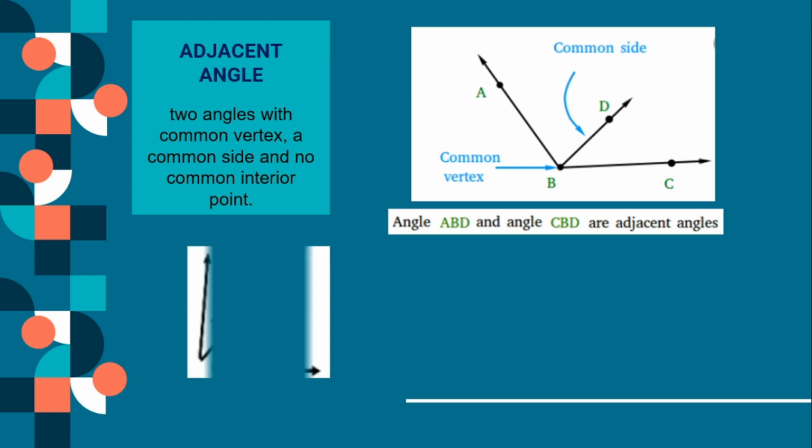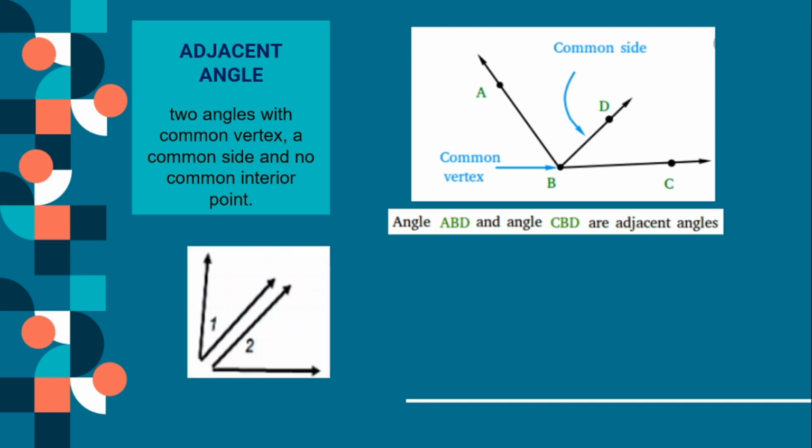Now let's have this example. Can we consider angle 1 and angle 2 as adjacent angles? Do they have common vertex? Wala, di ba? Magkabukod sila ng vertex. Dun pa lang eh. Hindi na natin masasabi na adjacent. Wala din silang common side. Okay? So meaning to say this is not adjacent angles.